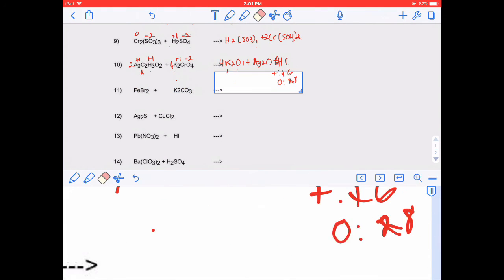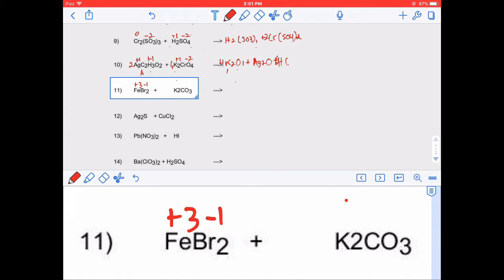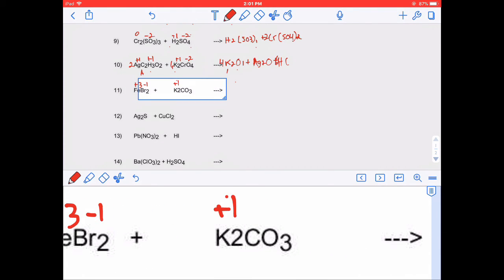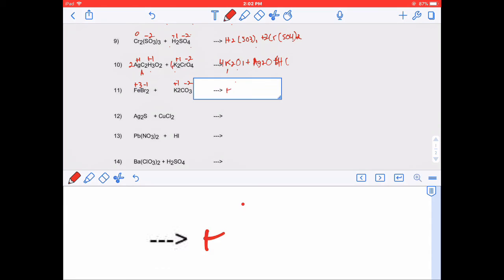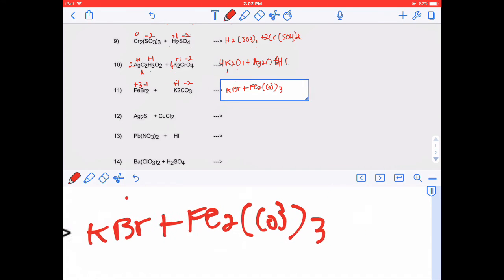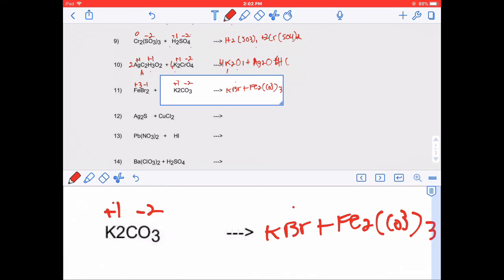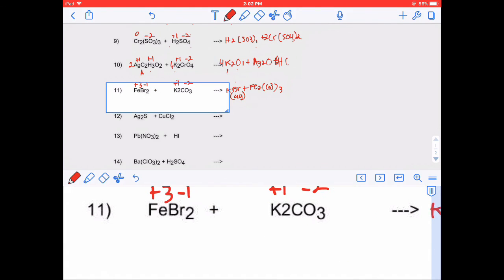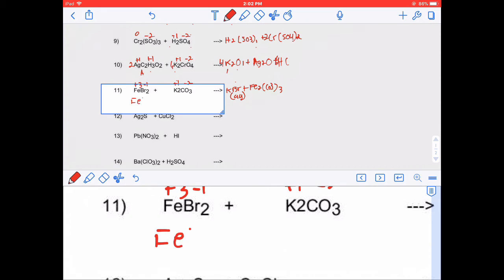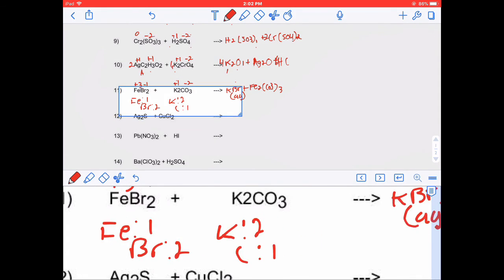Okay, so now for this one, I have a +3 charge in front of the Fe, then a -1 for the Br, a +1 for the K, and a -2 for the CO3. So the 2 inner ones cancel out, the 2 outer ones don't, so I just switch the charges. Alright, the KBr is aqueous, so they do follow solubility rules, so that's why I put the aq in front of it.